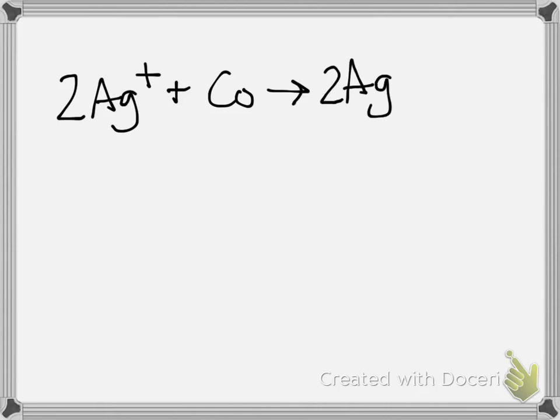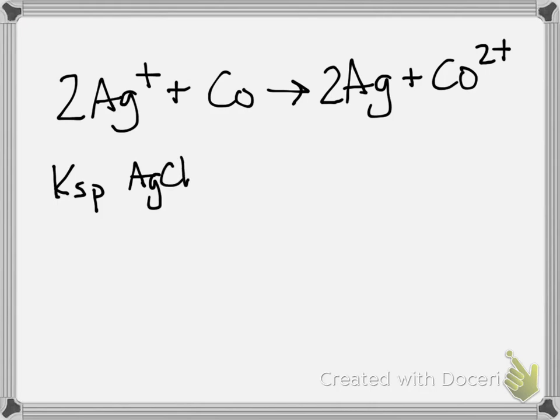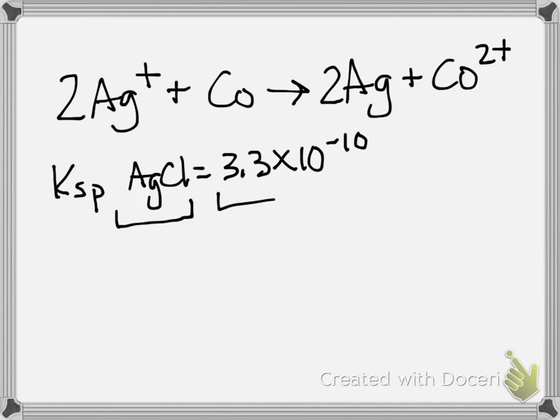So same reaction, but this time they give you some information. The AP test would have something like the KSP of AgCl is 3.3 times 10 to the negative 10th. I don't know what it is, but it's close to that. Which means that if I have Ag and Cl ions in solution, then they are going to form a precipitate.